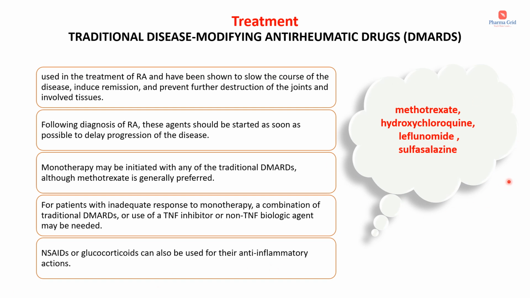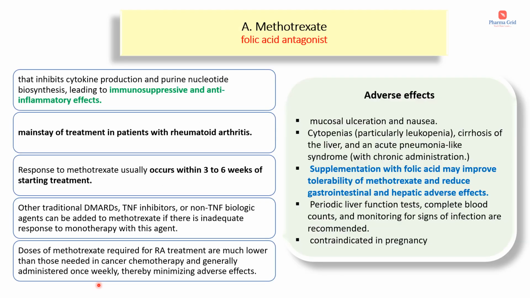Okay, so the traditional disease-modifying anti-rheumatic drugs, that is the DMARDs, examples include methotrexate, hydroxychloroquine, leflunomide and sulfasalazine. So among these DMARDs, first we will see about methotrexate. Methotrexate is a folic acid antagonist. It inhibits cytokine production and purine nucleotide biosynthesis, leading to immunosuppressive and anti-inflammatory effects. It has immunosuppressant properties as well as anti-inflammatory effects.